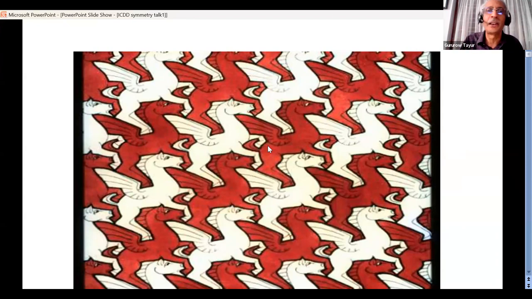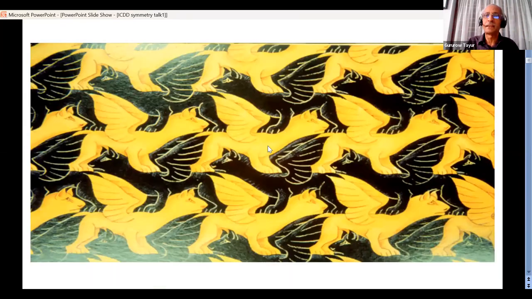Now, keeping this translational periodicity in mind, can we introduce additional symmetry? The next diagram shows the presence of additional symmetry. Here, the yellow flying cat is in the opposite direction of the black flying cat. So effectively, there is a rotation of 180 degrees between these two objects about an axis. So there is an axis of rotation here, and therefore we have a situation where we rotate the yellow horse by 180 degrees.